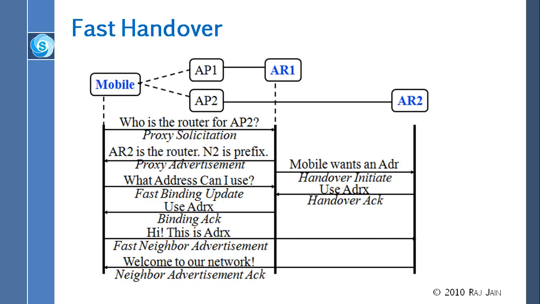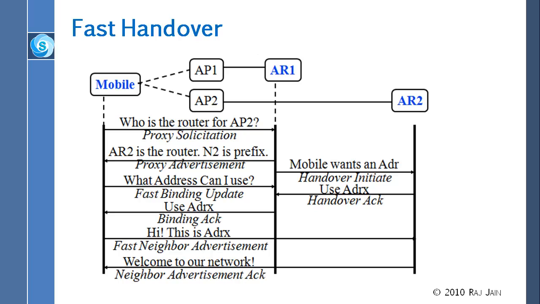Right? And if access point 1 knows about fast handover, it will somehow ask somebody else and somehow get you the answer. So what it will do is it will say AR2 is the router and N2 is the prefix. Right? So this, by the way, the names below the lines are what we call the message name. So it will send a proxy solicitation, whose English meaning is who is the router for access point 2. The real name is proxy solicitation.